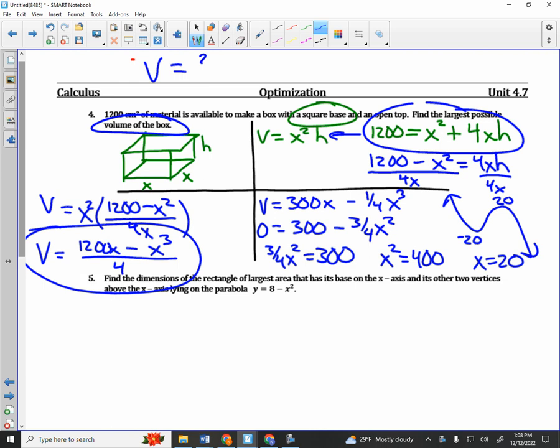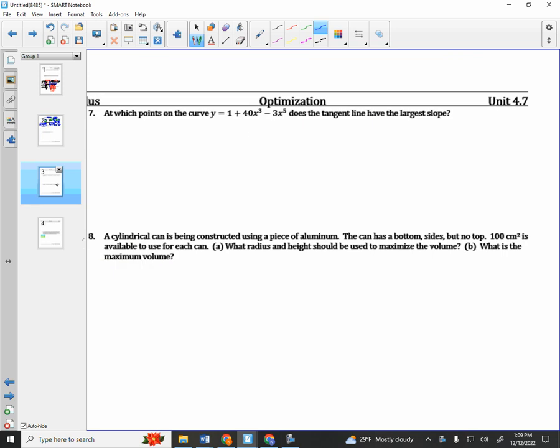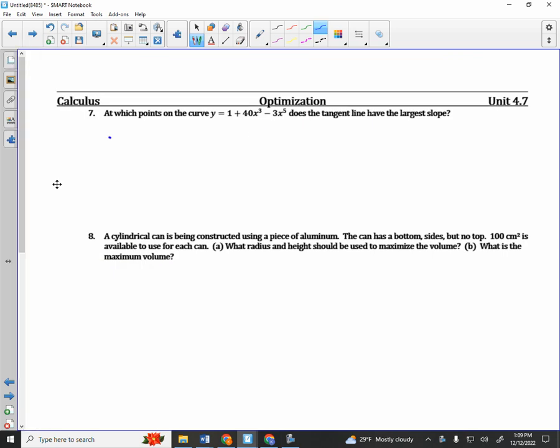24,000 minus, what's 20 cubed? That's 20 squared. 8,000. Divided by 4. 24,000 minus 8,000 is 16,000. Divide by 4. 4,000. Yep.